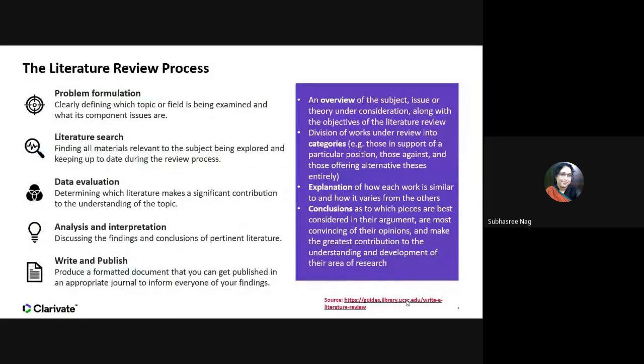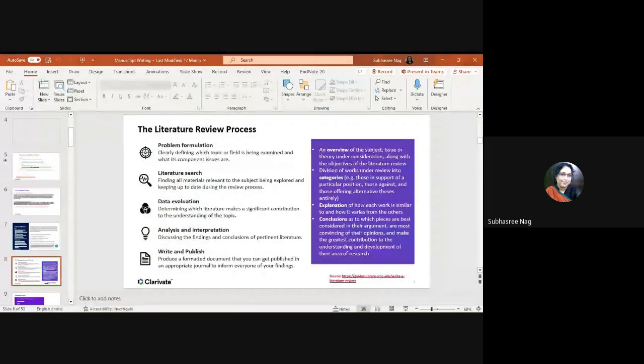So when you do a literature review process, clearly define which topic or field is being examined, and you find the materials. Now, in this case, what I'm going to do is skip some of the next slides and go into a demonstration of how you should be doing a literature review.